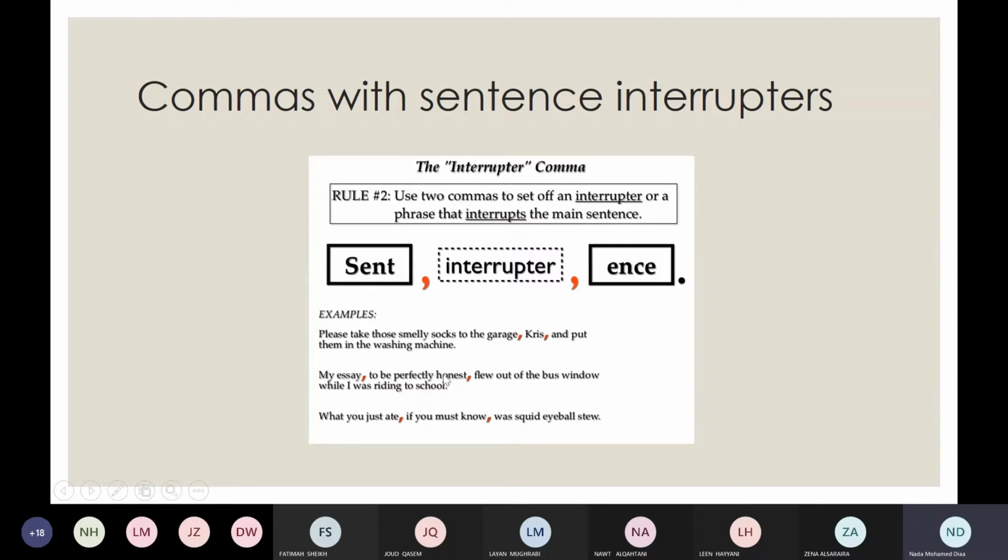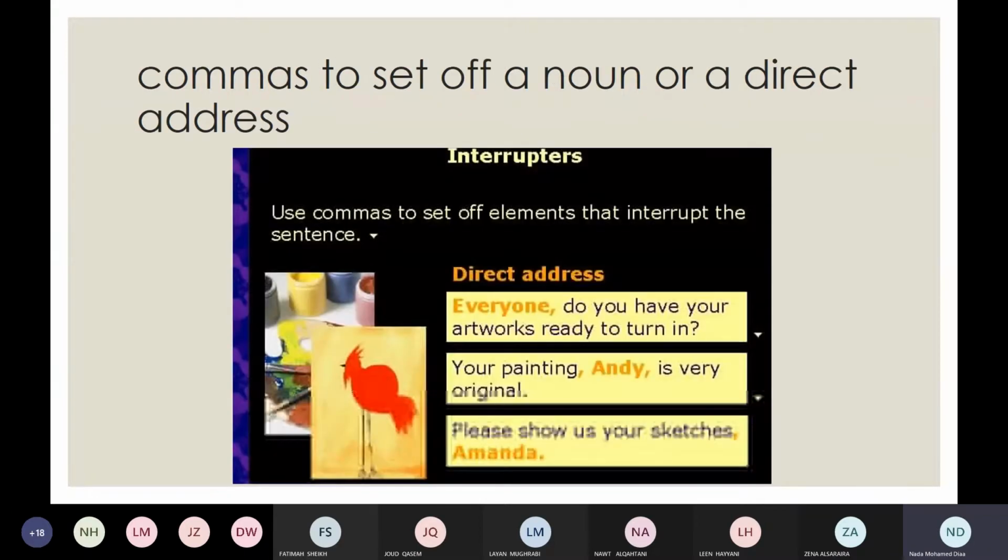My essay, to be perfectly honest, I can eliminate "to be perfectly honest." What you just ate, if you must know, I can eliminate "if you must know." I say what you just ate was squid eyeballs too. My essay flew out of the bus window while I was riding, so there is no need for you to be perfectly honest or if you must know. This is an interrupter.